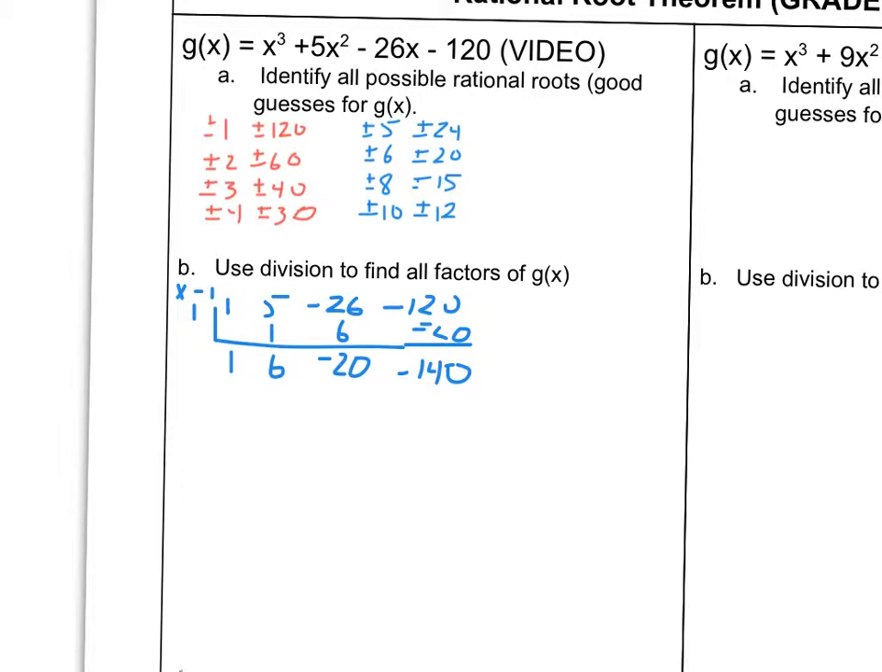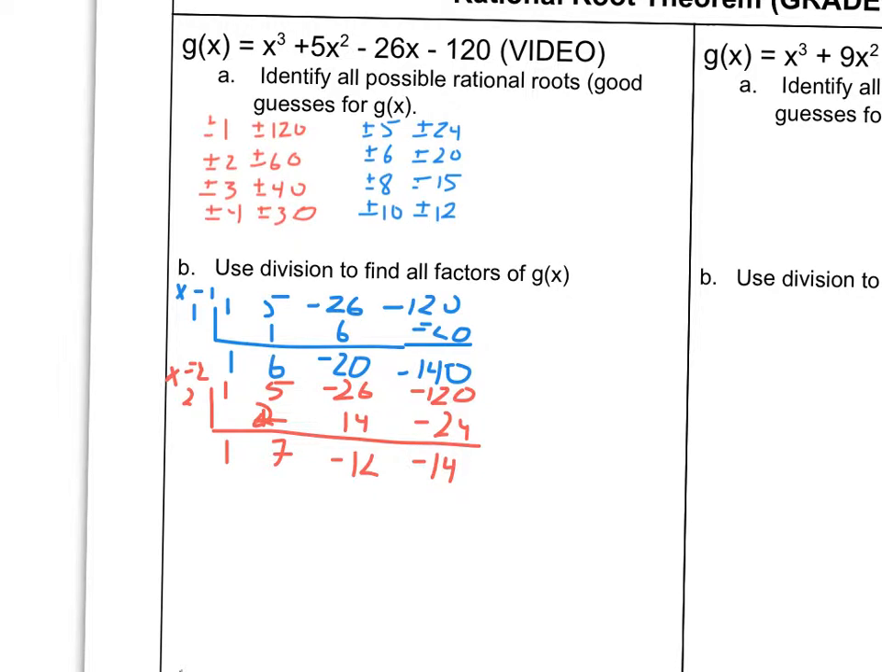I also noticed that these numbers just kept getting worse. I might switch to 2 to see if I can make those differences get any smaller. So 2 would be x minus 2. Same thing, 1, 5, negative 26, negative 120. We get 1, then 2, then 7, 14, and that's going to be negative 12. 2 times negative 12 is negative 24, and that does not get me anywhere close. That's even worse, negative 144.